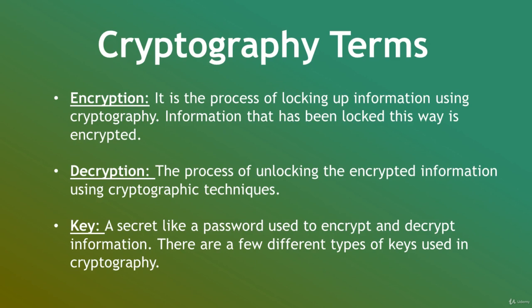Encryption. Encryption is the process of locking up information using cryptography. Information that has been locked this way is encrypted. Decryption. The process of unlocking encrypted information using cryptographic techniques is called decryption. Key. A secret, like a password, used to encrypt and decrypt information. There are a few different types of keys used in cryptography.